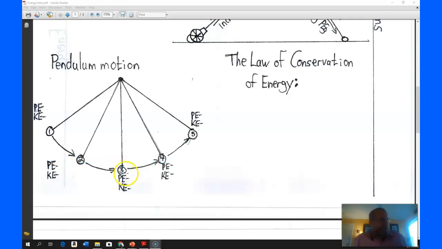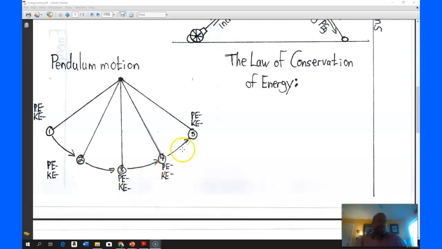At position 3, potential energy is at a minimum. I'm not going to say 0 because you have not hit the ground. If you're swinging and you hit the ground, you need to adjust that swing. Okay, it's going to hurt a lot. But it is at a minimum because you're as low down as you're going to get during that swinging motion. Kinetic energy is at a maximum in position 3 because you're going as fast as you're going to go.